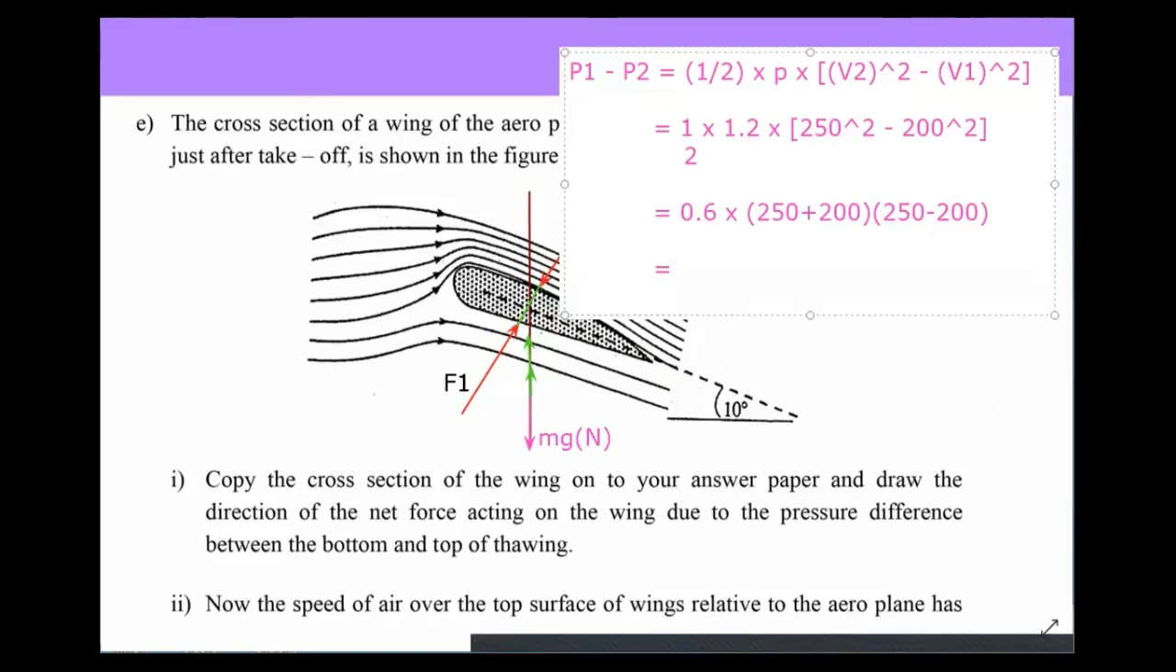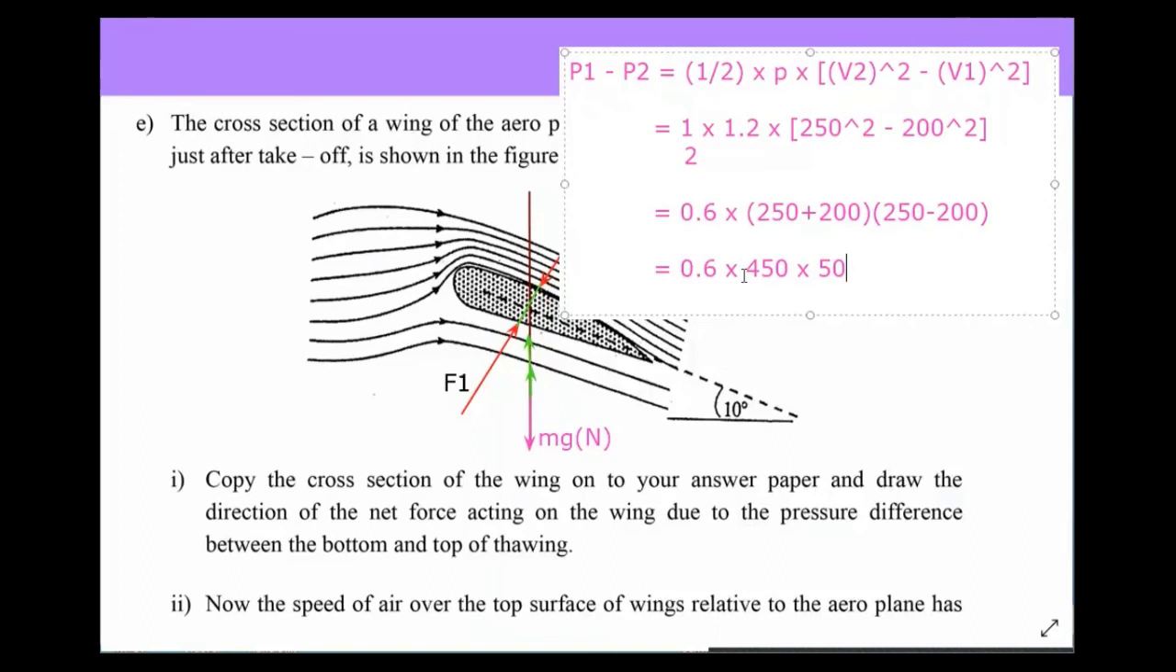I used an O-level mathematical identity. This term, 250 squared minus 200 squared, is very similar to x squared minus y squared. So this is 0.6 into 200 plus 250 means 450, into 250 minus 200 is 50. I'm not going to simplify this any further. If you want, I can write one more step.